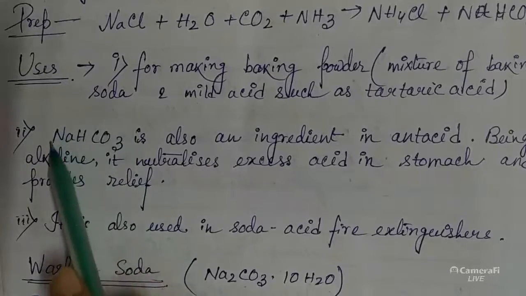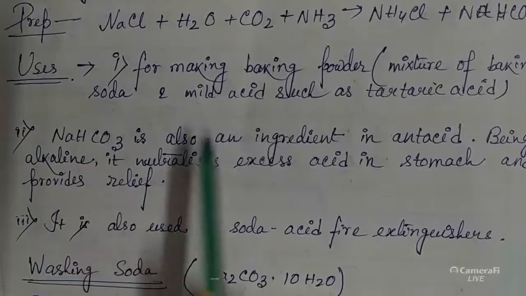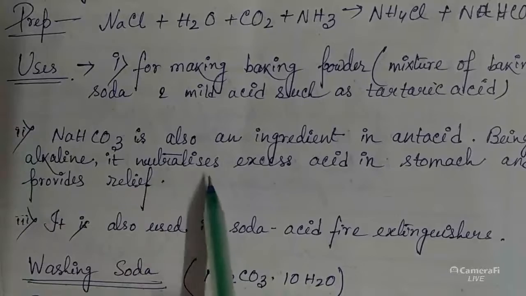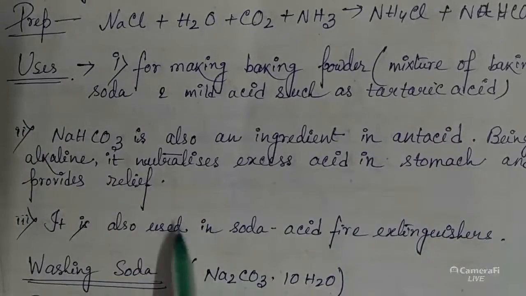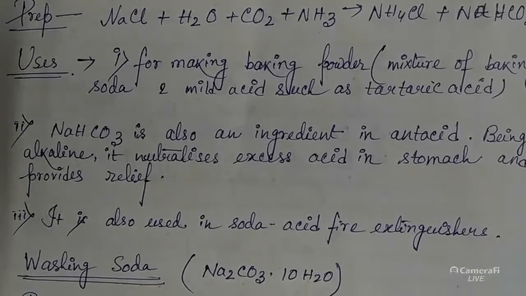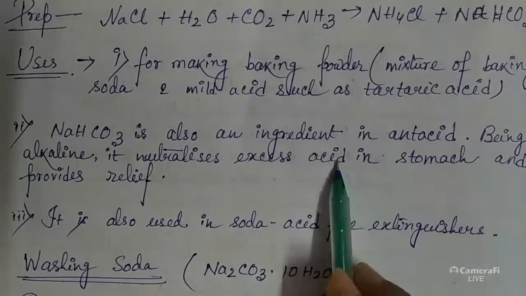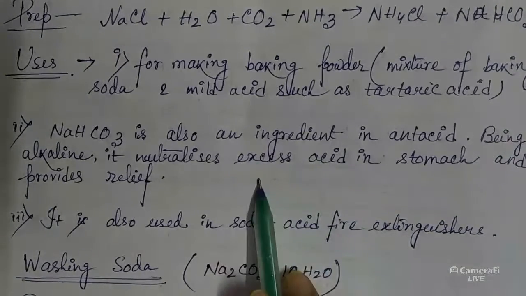Alkaline is sodium hydrogen carbonate. It has alkaline properties. So for making the antacid, we can use sodium hydrogen carbonate, and it can neutralize the excess acid in the stomach and provide relief. When excess acid is present, we can feel the acidity. So for removing this excess acid, we have to use some alkaline that can neutralize this excess acid.